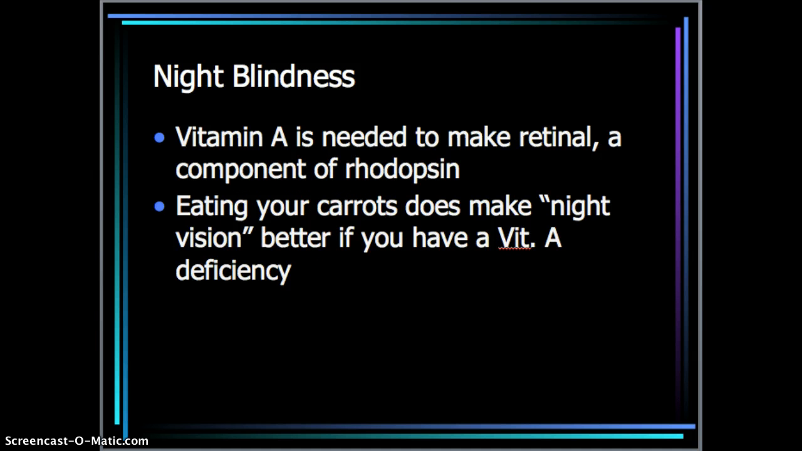But you can remake rhodopsin by combining the available opsin and retinal, and that causes you to be light adapted. It's like when you're in bright light on a sunny day and you go into a theater and you can't see well, but then your eyes adapt. That's because you are recombining the opsin and the retinal to form rhodopsin. You do need vitamin A because you need vitamin A to make retinal in the first place. So eating your carrots does make your night vision better if you have a vitamin A deficiency, which most of you do not.